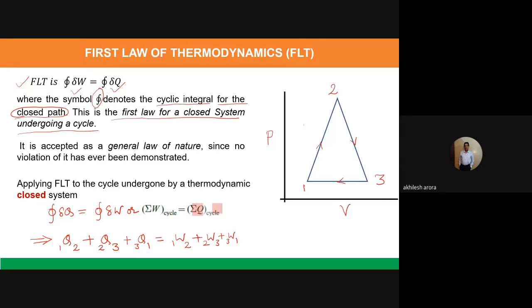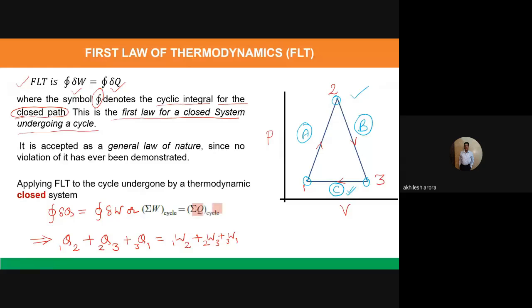Now let us see the diagram on the right hand side. This one is the diagram. So what is shown here? We have three processes. This is the process, let us say process A. Here we have the process B, and this is the process C. So process A is occurring from state point 1 to state point 2, and from state point 2 to state point 3 is process B, and from 3 to 1 is process C. So there are three processes.